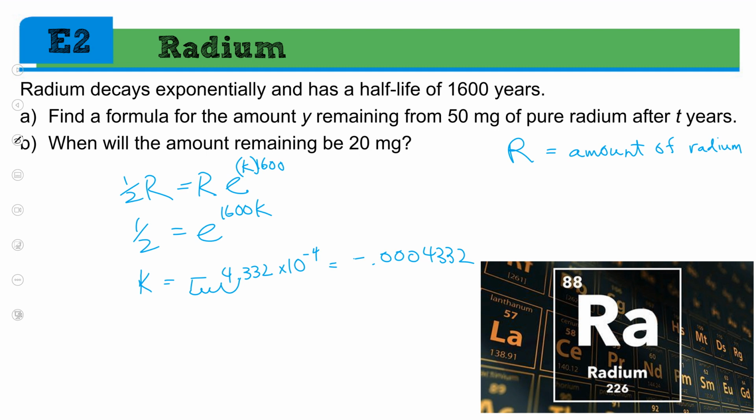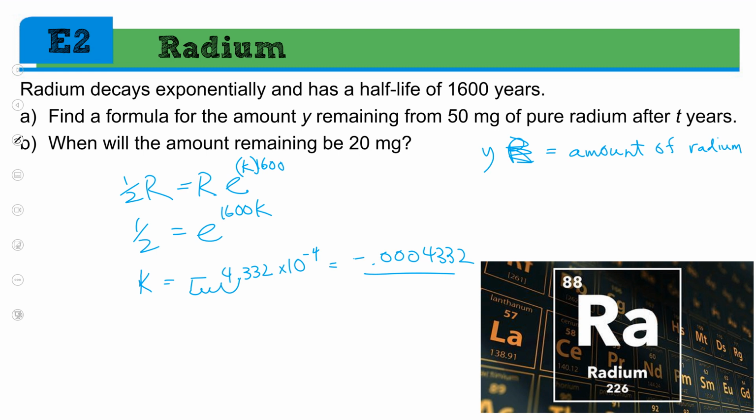Okay? So you see now why you want to store that. Which means if we do any radium problem, we now know the rate. And notice I did that without even looking at what the problems are asking us. So part A says, find the formula for the amount Y remaining from 50 milligrams of pure radium after T years. So I probably should have read the problem because the problem's telling me to use Y instead of R.